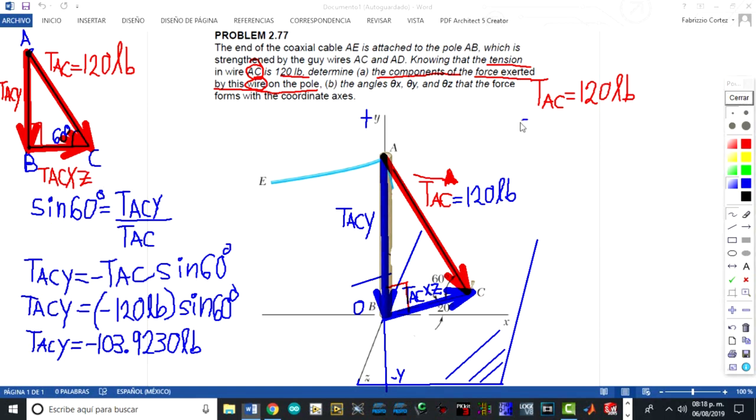So we can say that cosine of 60 degrees equals the adjacent side divided by the hypotenuse. Therefore, what is the adjacent side? It is the side that is united with the angle that is not the hypotenuse. So it will be this side, BC. It will be the adjacent side, this variable, the component of the force TAC in the XZ plane, divided by the hypotenuse that will be TAC.